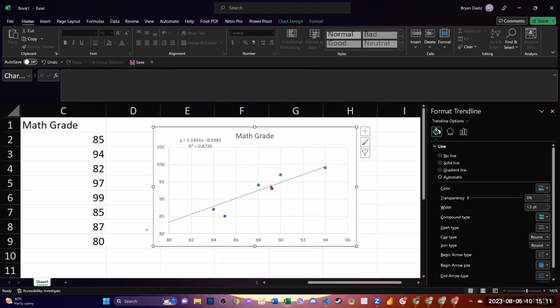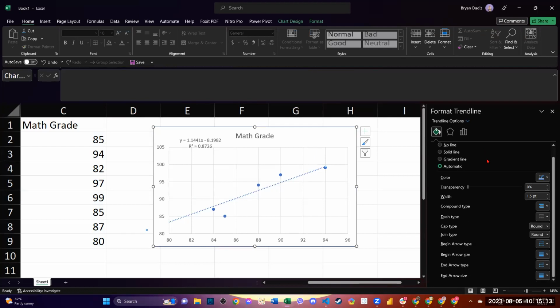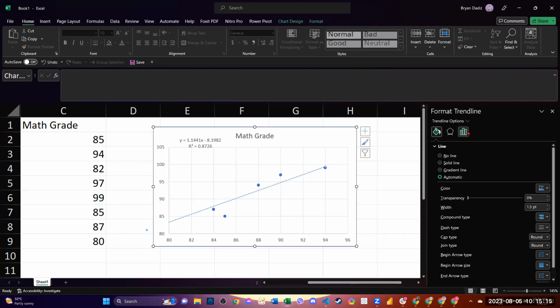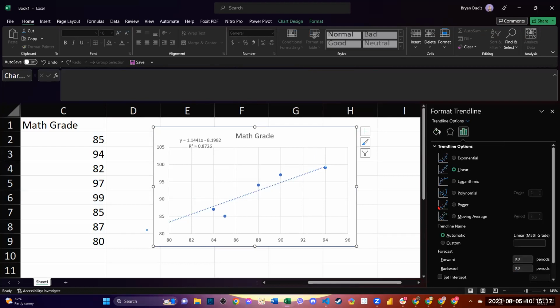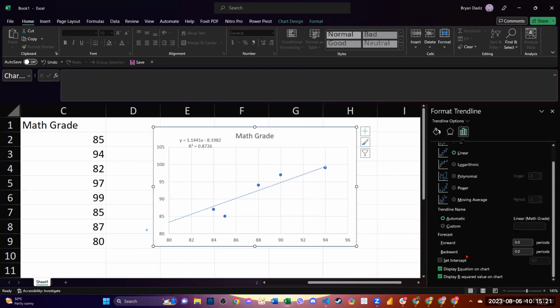here. When I click on the trend line on my Excel, using this trend line options, I will select linear, automatic, check the display equation chart, and display the R squared value on the chart. So the R squared value on the chart is 0.87, or should I say 87%.